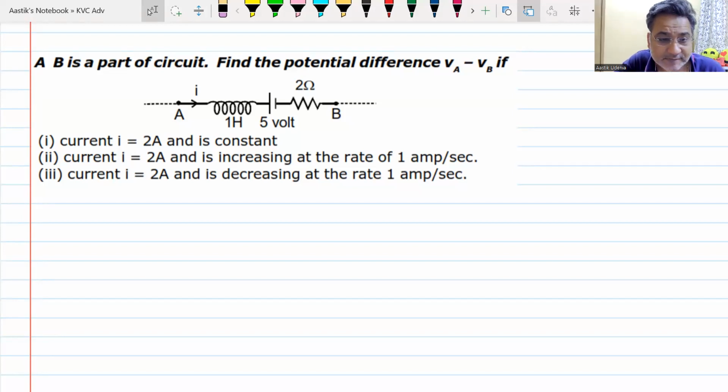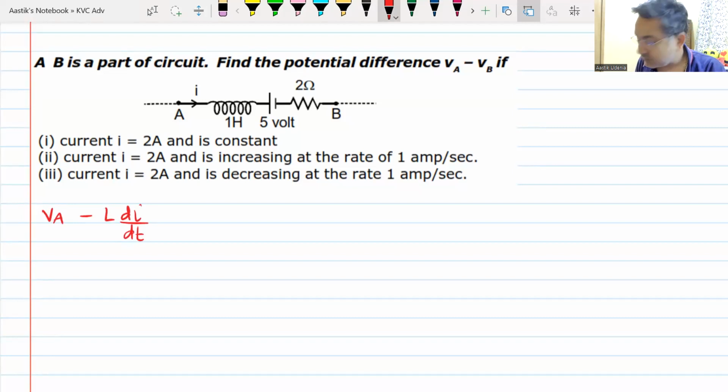In the first case, 8, 9, and 11. No, these are wrong answers. Okay, so how are we supposed to do this? Current is flowing from here to here. I start from point A. I call the potential as VA. Then I'm moving in the direction of current, so minus L into di by dt. I'm moving across the battery, plus or minus.